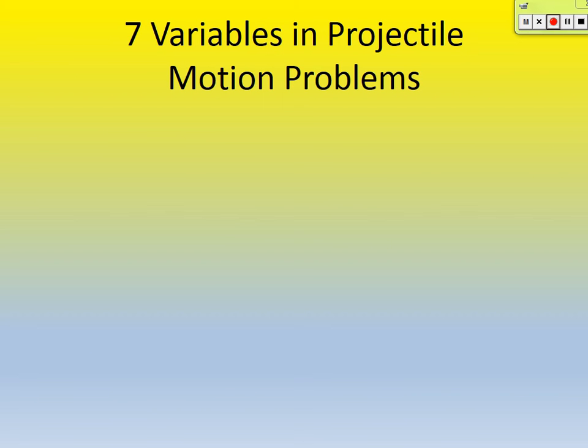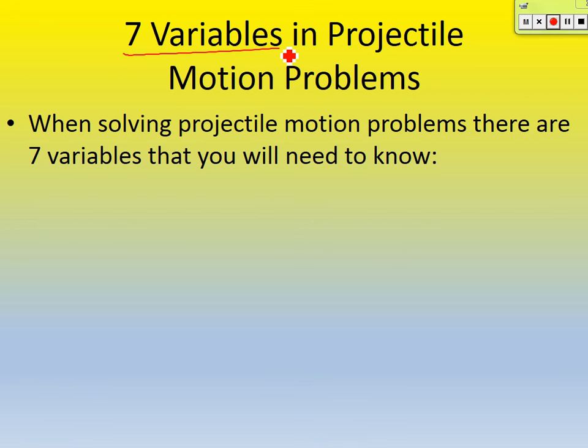Okay, I wanted to finish up with a couple of slides. I want to explain how we're going to solve projectile motion problems. We're going to use equations to solve them. And in our equations, there's going to be 7 variables that you will need to know. So we're going to go through these 7 variables. In your guided notes, I would hope that you write down these variables either on the top or on the bottom or in the margin somewhere so that we know exactly what they are.